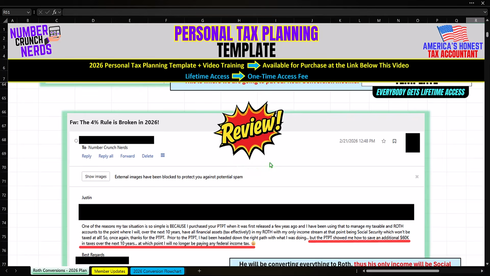By the way, check out this review that I just got the other day. It says, prior to using the personal tax planning template, I had been headed down the right path with what I was doing, but the personal tax planning template showed me how to save an additional $60,000 in taxes over the next 10 years. At which point I will no longer be paying any federal income tax.